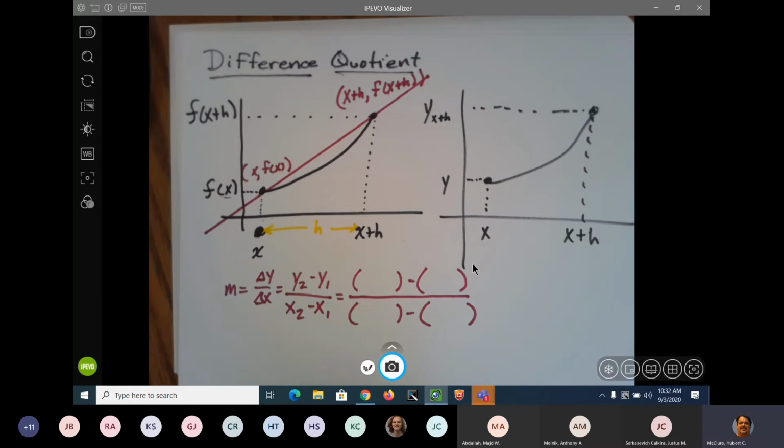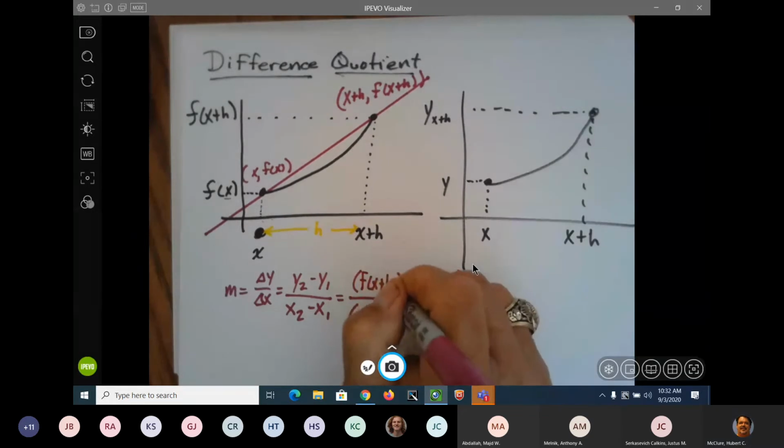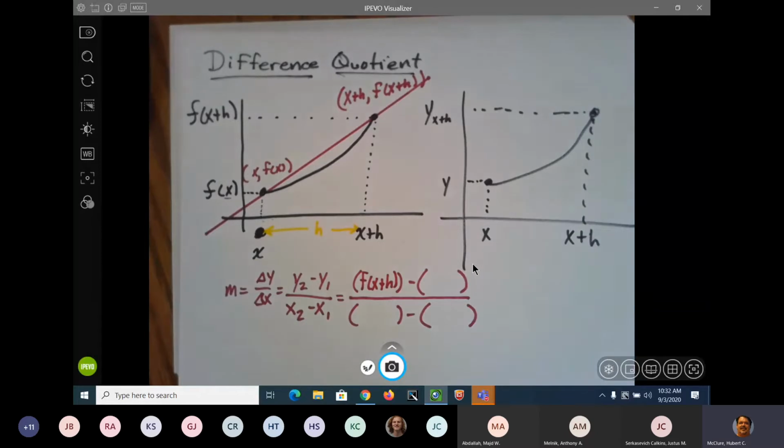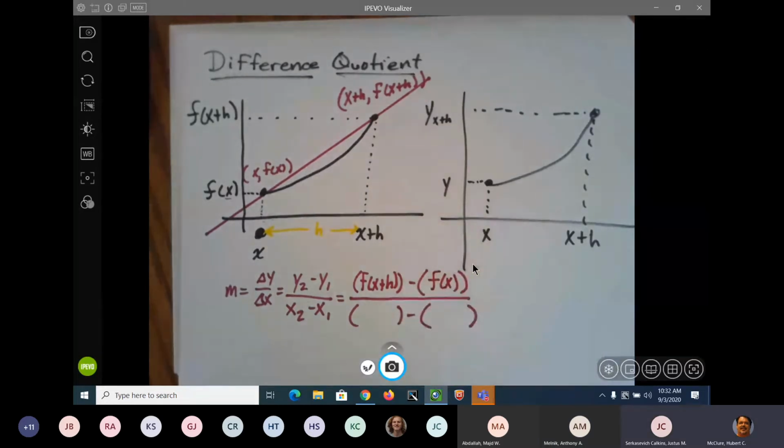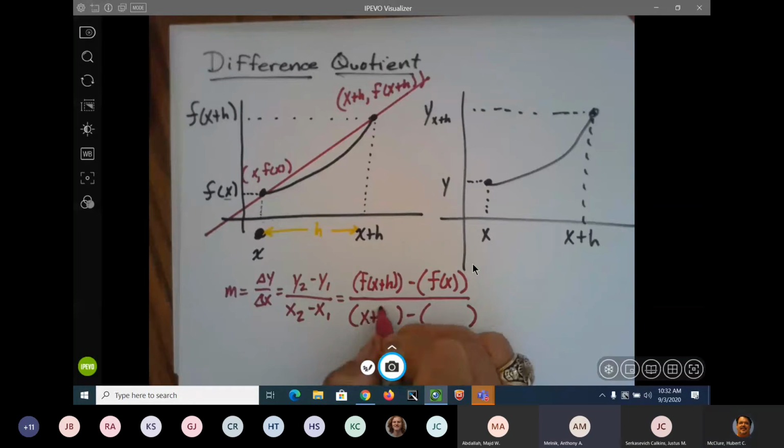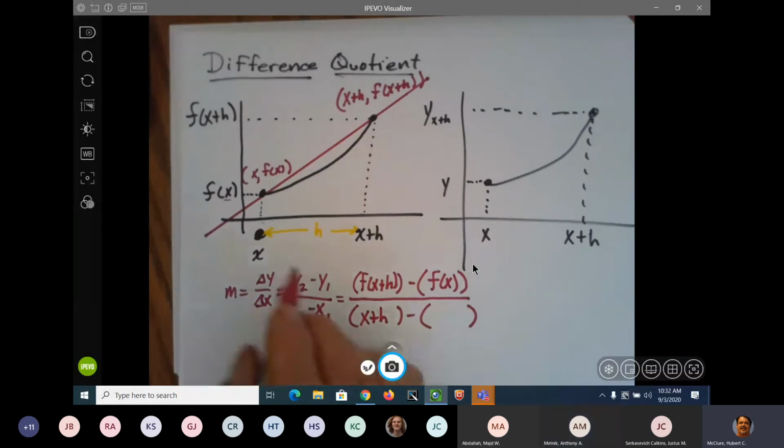Okay, somebody tell me what Y sub 2 is. That means I want y'all to say something. I mean, Y sub 2. Read from left to right. F of X plus H. And what's my Y sub 1? F of X. And what's my X sub 1? I'm sorry, what's my X sub 2? X plus H. And what's my X sub 1? X.